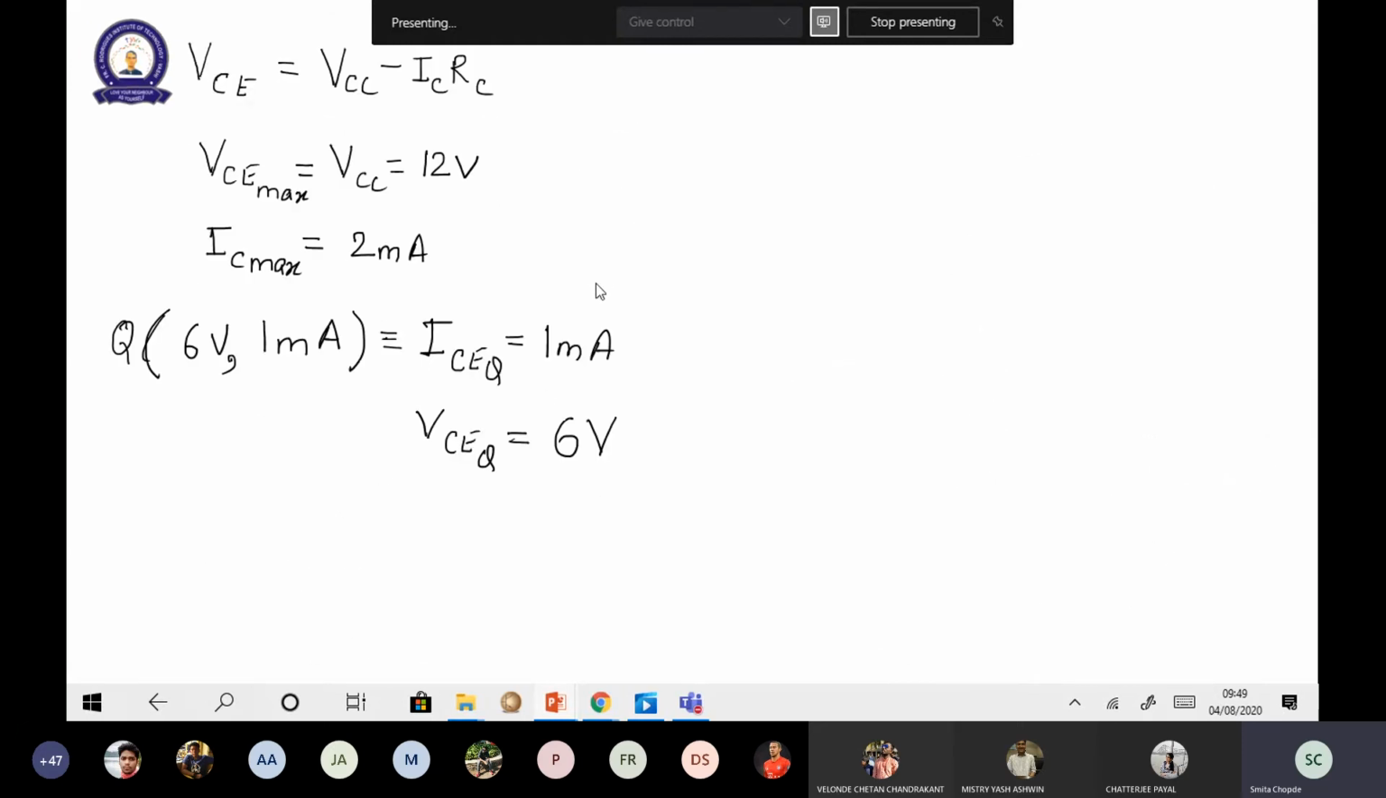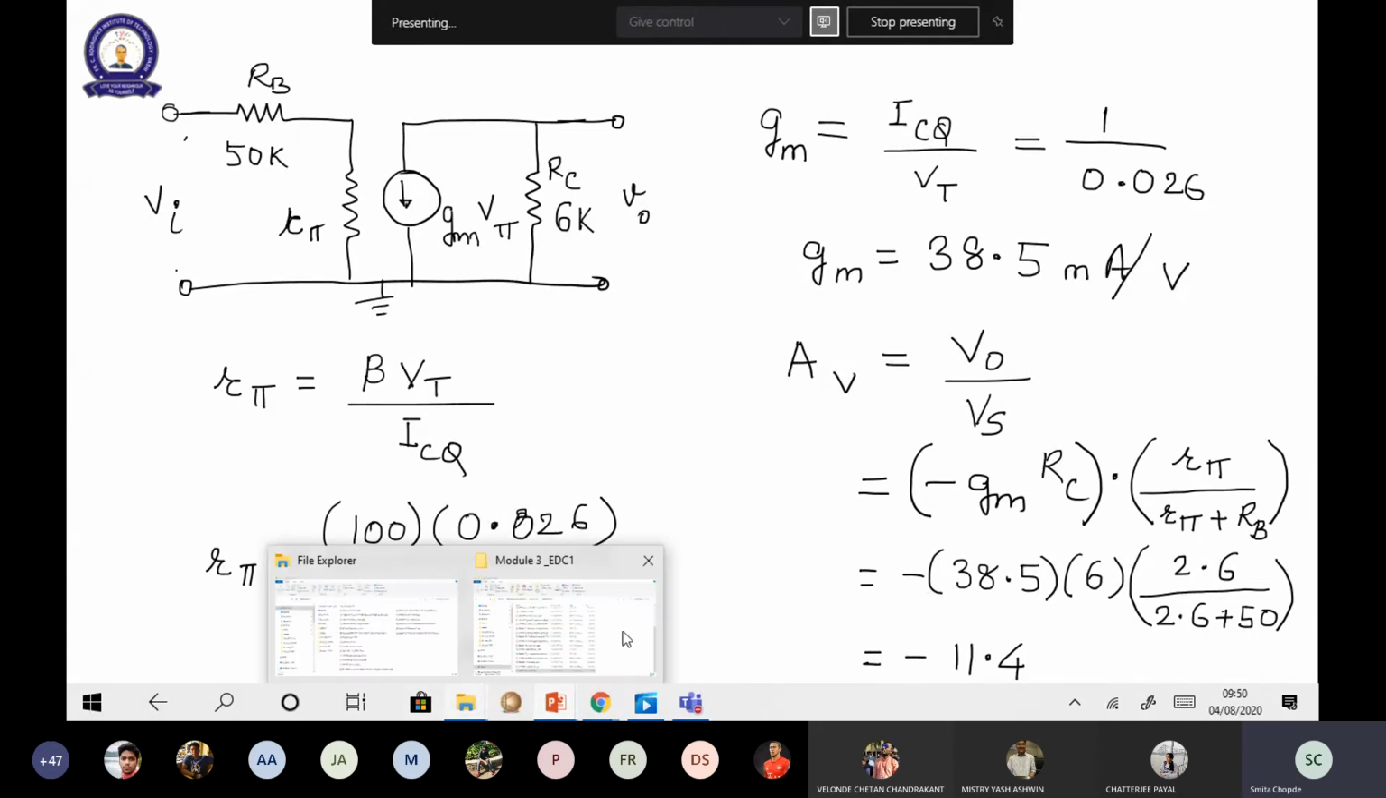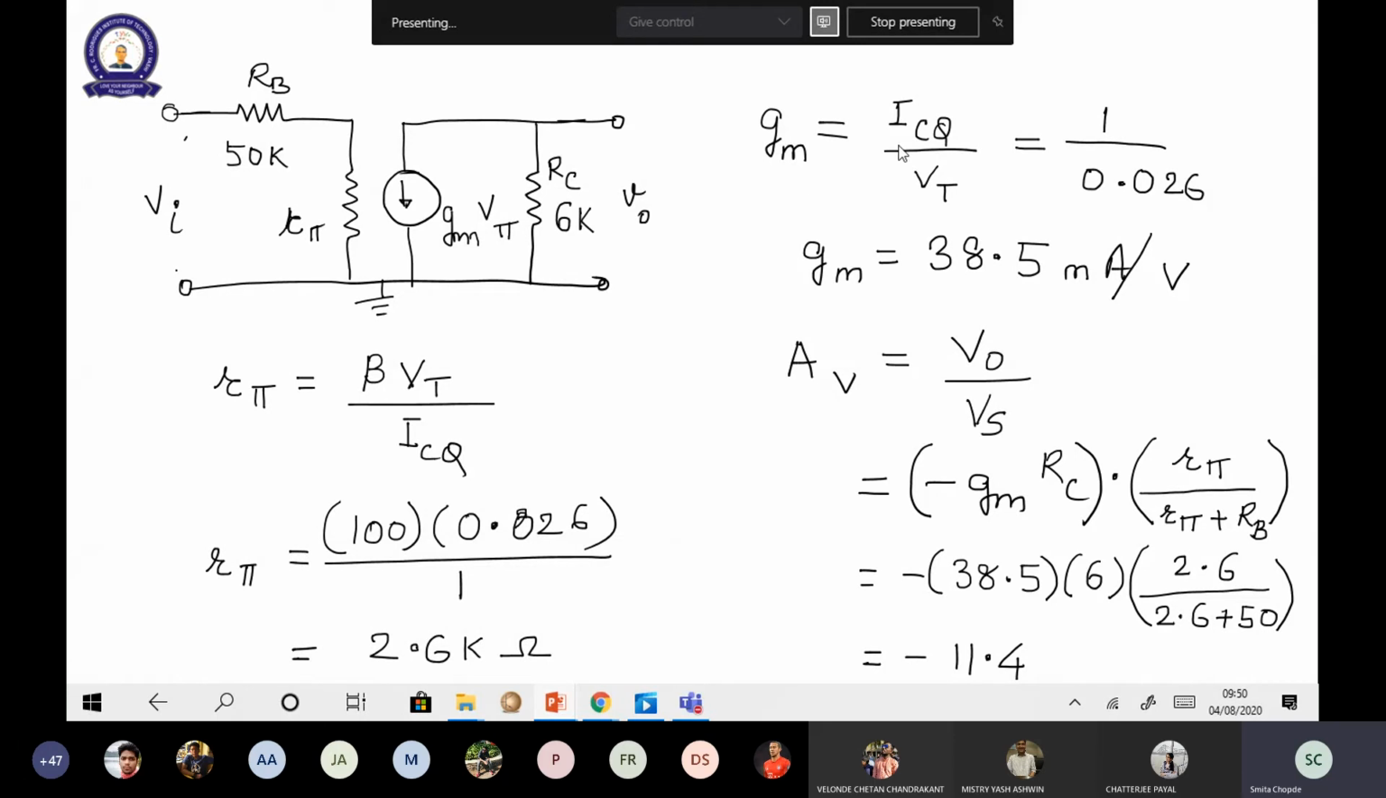So beta was given to be how much? 100, right? So here you use this relation: R pi equals beta Vt upon ICQ. You will get the value of R pi, which is 2.6 kilo ohms. Similarly, GM is ICQ upon Vt. Just one slide back, you have found out the value of ICQ. Here it should be 2, not 1. So 2 upon 0.026. This answer will change, even this will change.